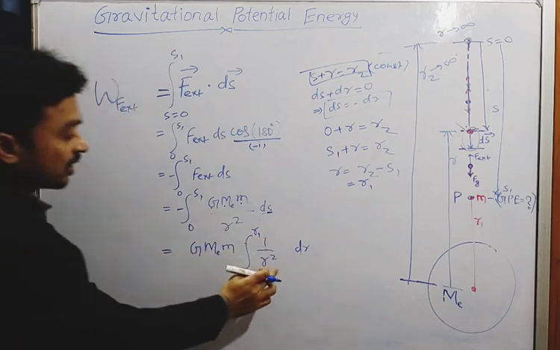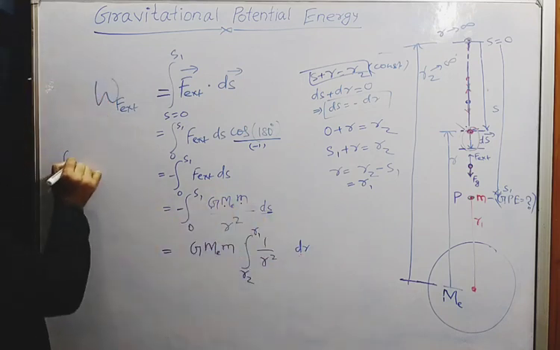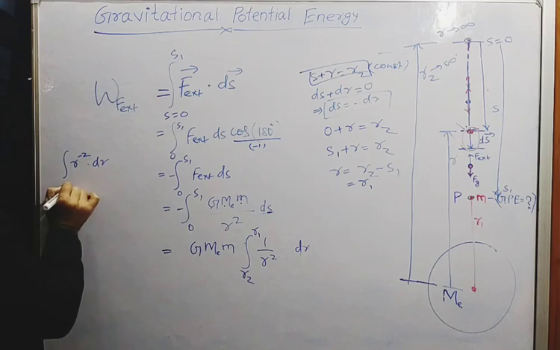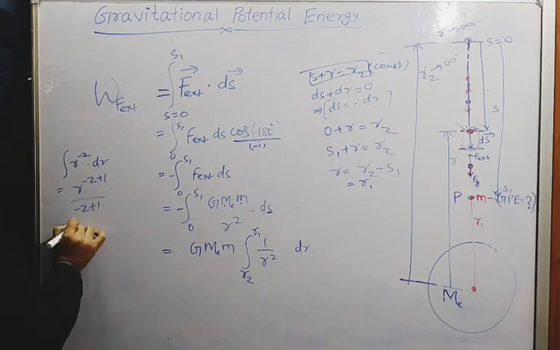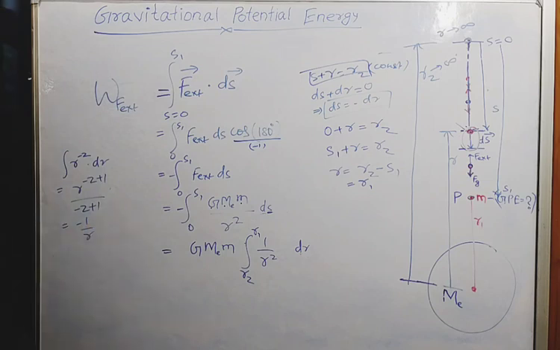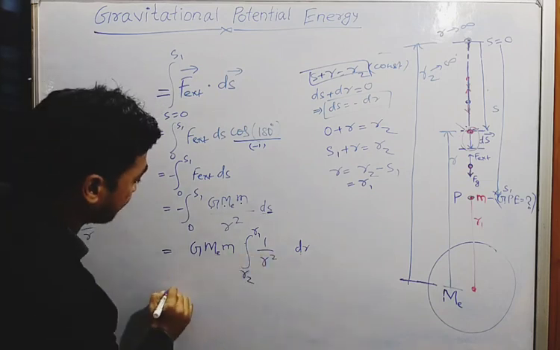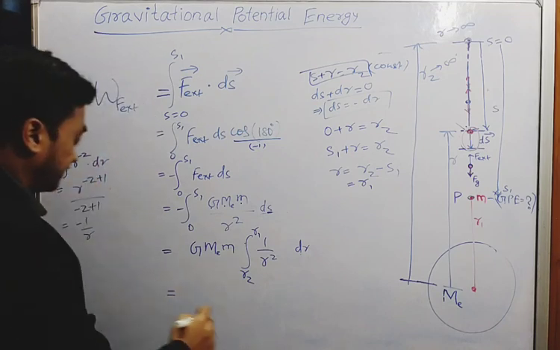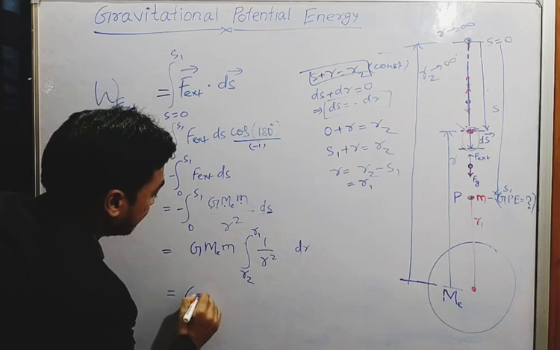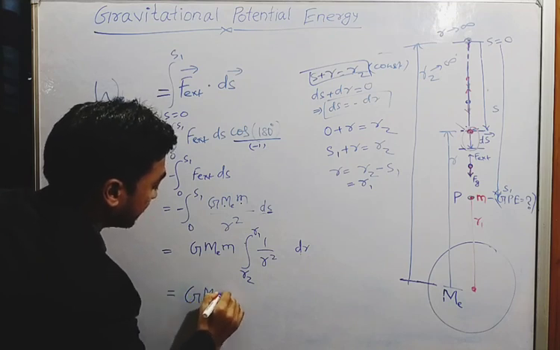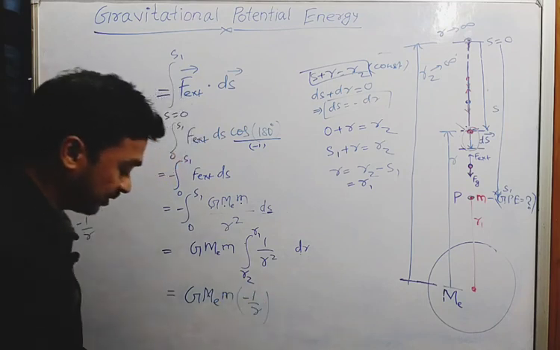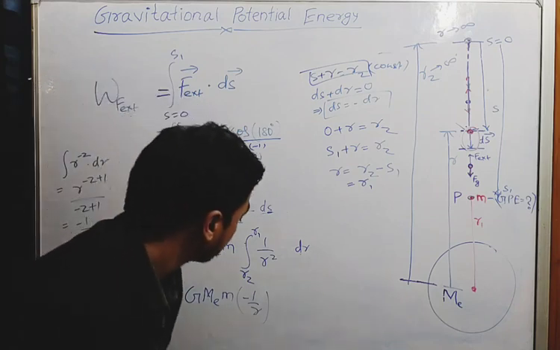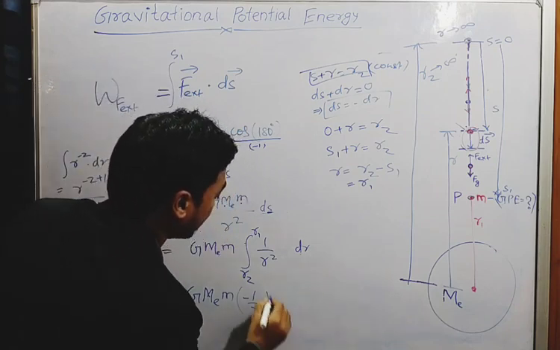Now it's simple. How do you calculate this? Integration of r to the power minus 2 with respect to dr is r to the power minus 2 plus 1 by minus 2 plus 1. This is minus 1 by r. Okay, put it there. G mass of earth, mass of object, minus 1 by r, and the limit is from r2 to r1.